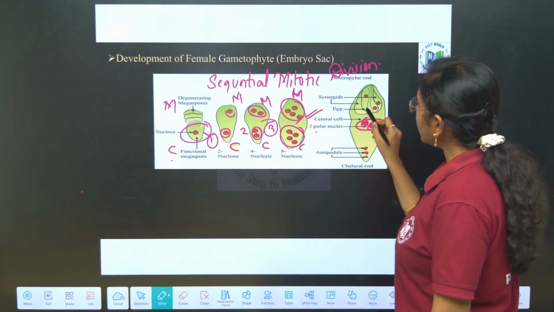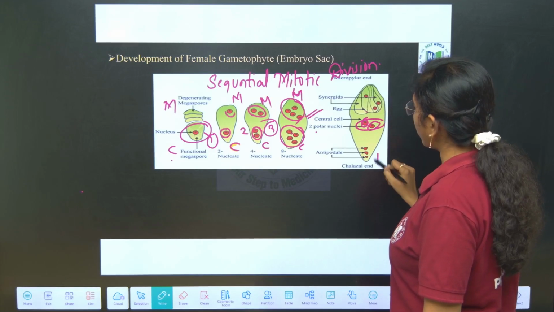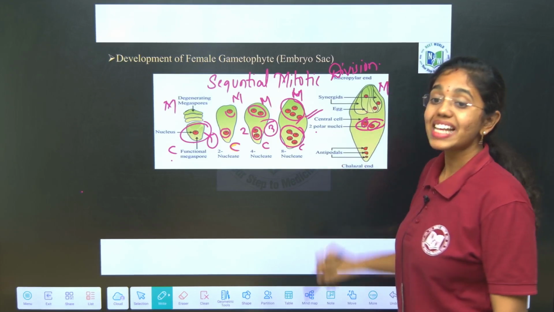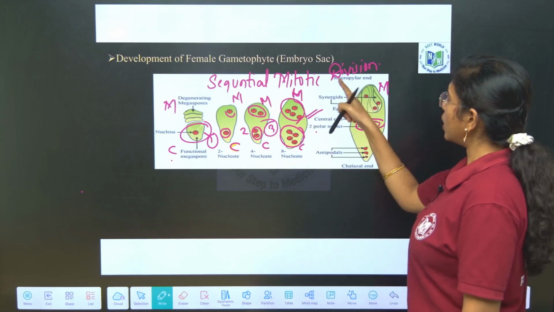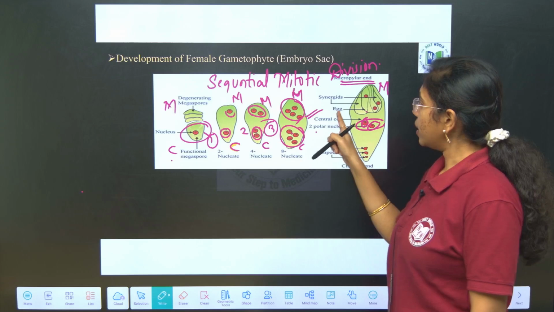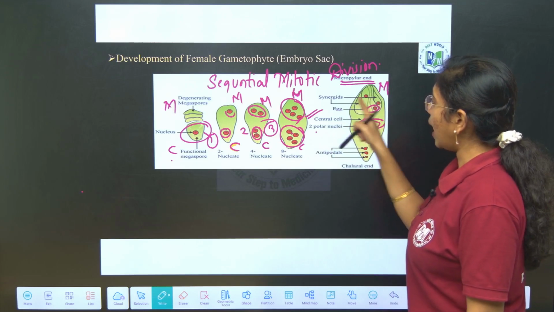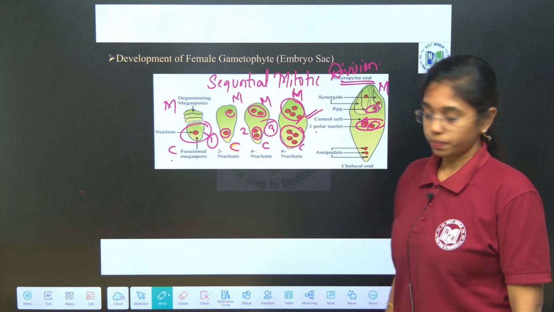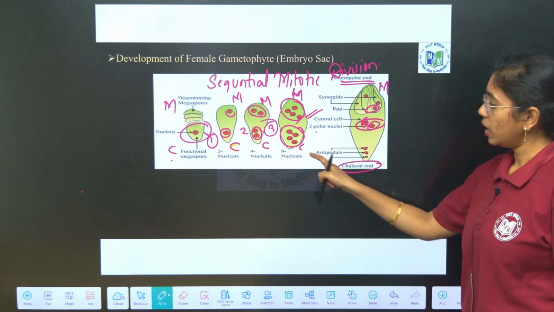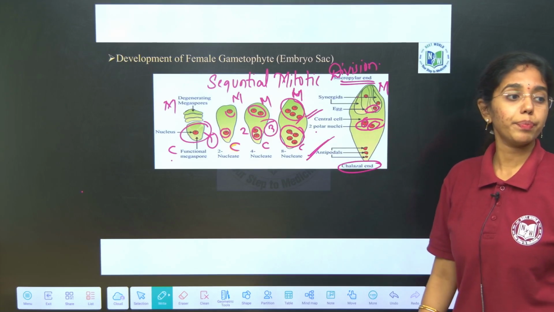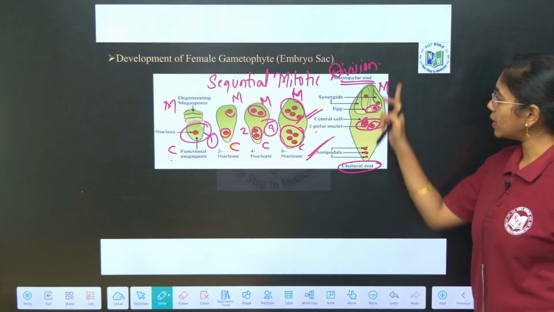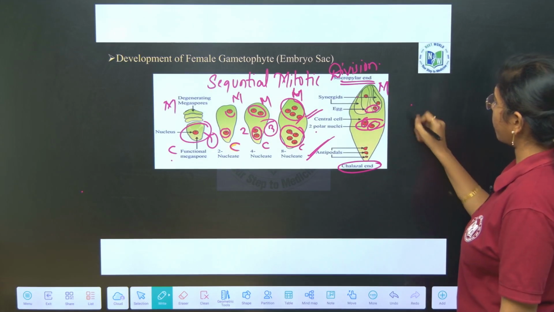The 3 cells present at the micropylar end are called the egg apparatus, which has 1 egg cell and 2 synergids. And the 3 cells present at the chalazal end are called antipodals. Now you have understood, this is the complete embryo sac.